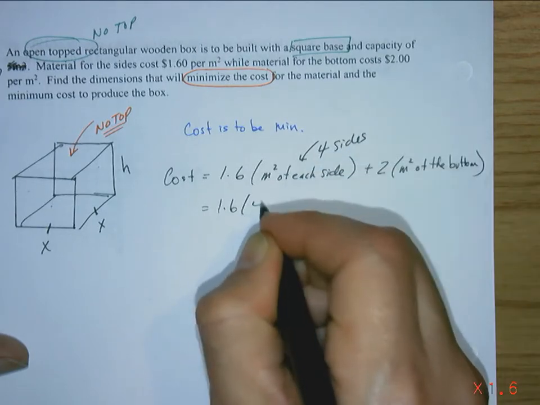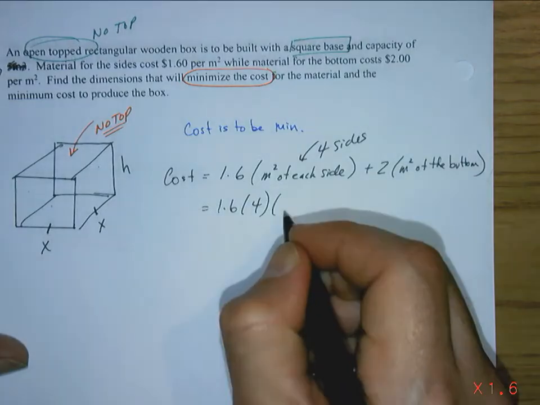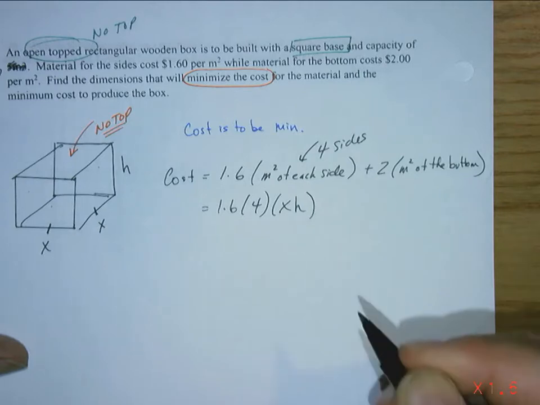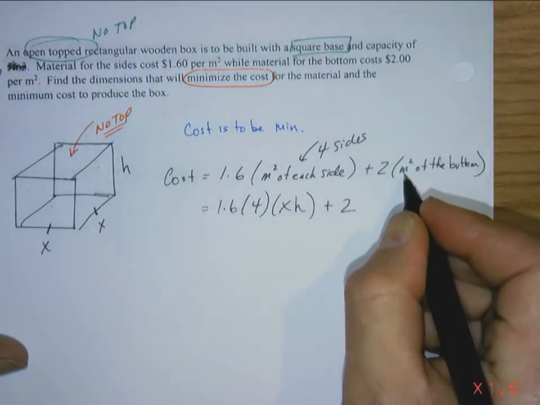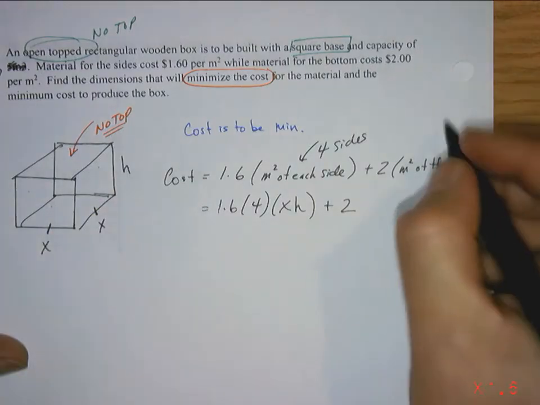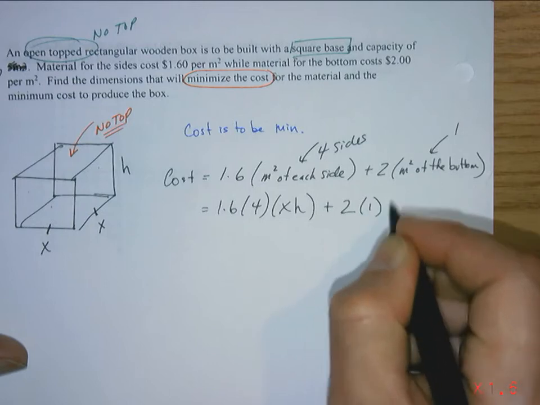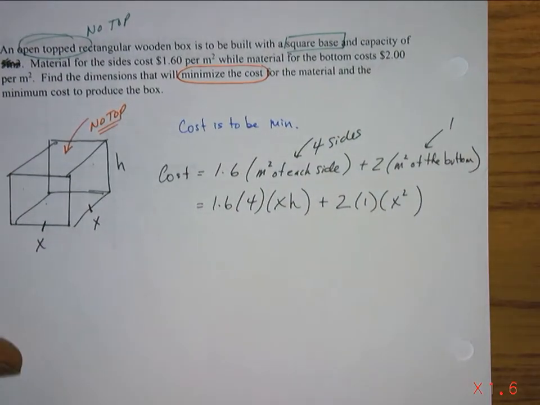So I need to show that. There's 4 of them, and the area of each side is x times h. Plus $2 for every square meter of the bottom. There's only one bottom, so I don't have four of these. And it's going to be x squared, because that's the area of the bottom.